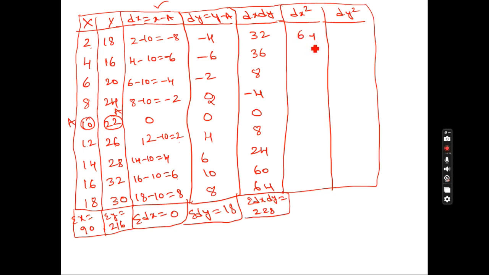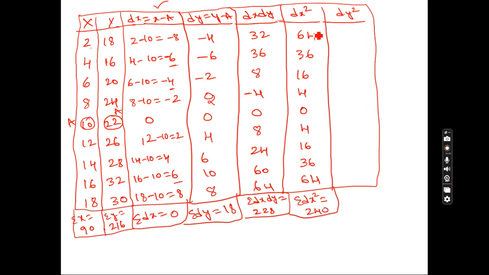8 square is nothing but 64, and 6 square is nothing but how much, 36, and 4 square is nothing but 16, and 2 square is nothing but 4, and 0 square is nothing but 0, and 2 square is nothing but 4, and 4 square is nothing but 16, and 6 square is nothing but 36, and 8 square is nothing but 64, okay. So after writing all these values, do the total of dx square also. Now if you do the total for dx square, you'll get 240.